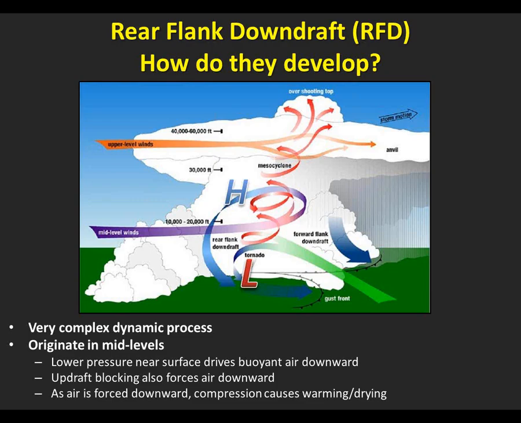So that air then descends and compresses and warms as it does so. Okay, and it's thought that the RFD is actually one of the most instrumental or most critical parts of tornado genesis, because you're forcing this very unstable, very warm air down to the surface, and then it immediately is wrapped back up into the circulation to intensify and stretch the vorticity associated with the low-level circulation.